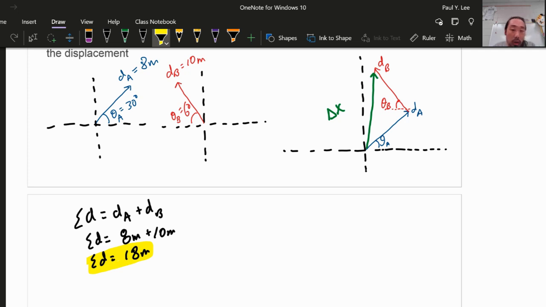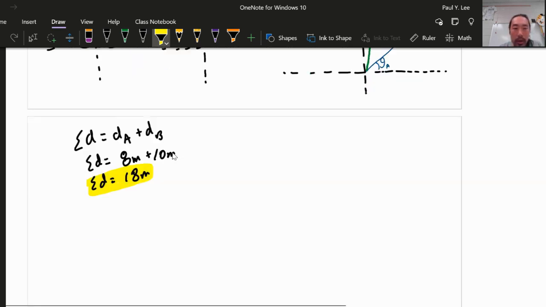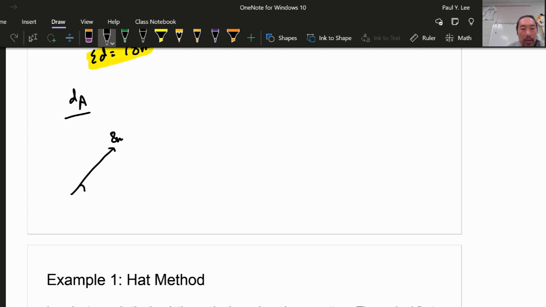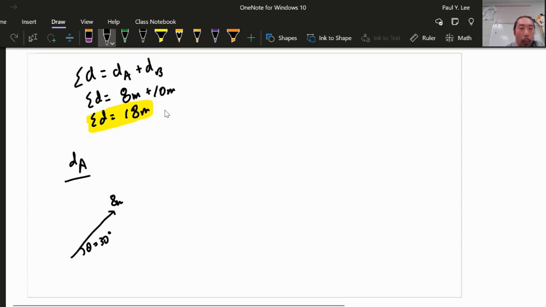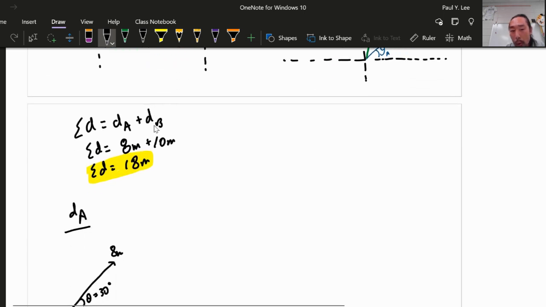All right, now for the trickier one, we have to find the displacement. So in order to find the displacement, what I'm going to do is take a look at each of these vectors, dA and dB, and we're going to break dA and dB down into its components. All right, so let's take a look down here. Let's do dA first. So for dA, we have 8 meters at 30 degrees, right? And so what we need to do is break down dA into its x and y components.